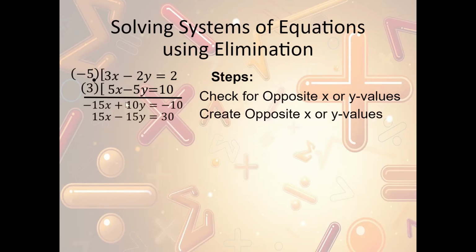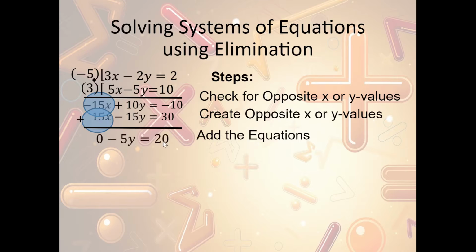When I multiply this out, I end up with negative 15x plus 10y is equal to negative 10. And when I multiply this one out, I end up with 15x minus 15y is equal to 30. Now I have opposites, so I can just go ahead and add them. The x's cancel out, and I'm left with 10y plus negative 15y, which is negative 5y. And negative 10 plus 30 is 20. So I'm left with negative 5y is equal to 20.